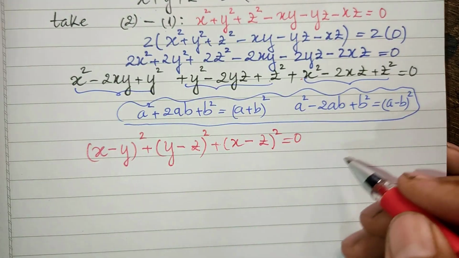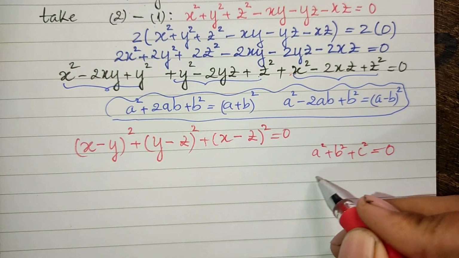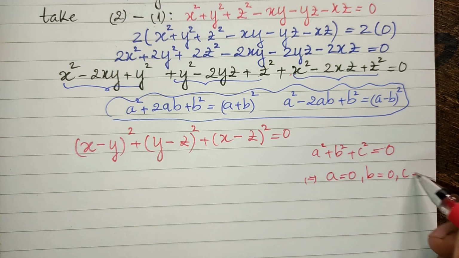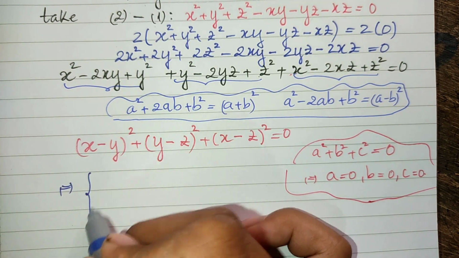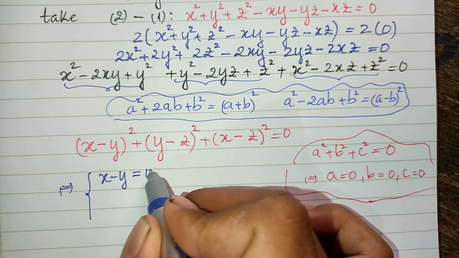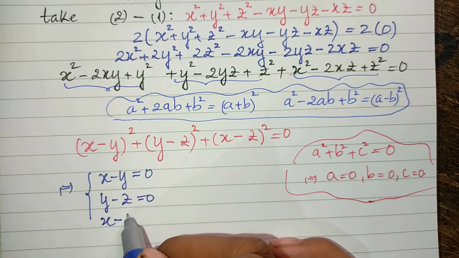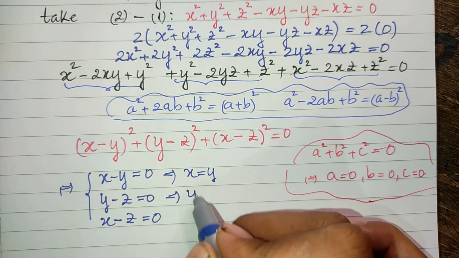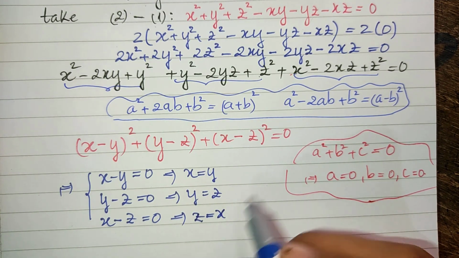Now we use the rule that if a squared plus b squared plus c squared equals 0, then a equals 0, b equals 0 and c equals 0. So we get x minus y equals 0, y minus z equals 0 and x minus z equals 0. So x equals y, y equals z, and z equals x.